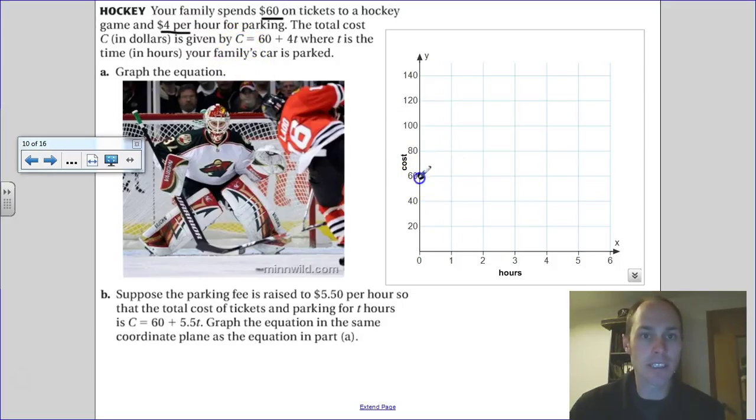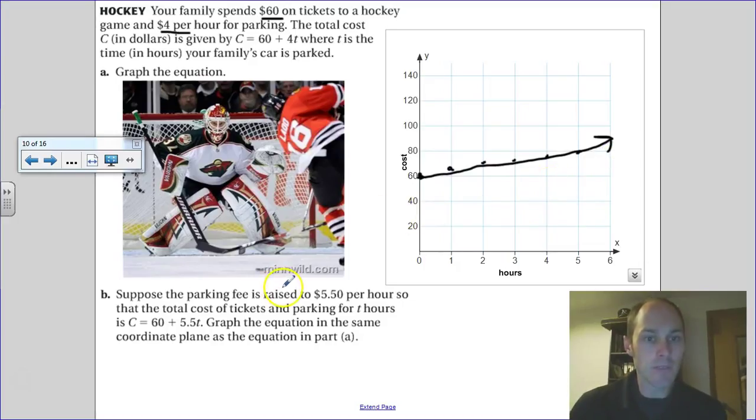So we're starting at $60 no matter what before we get there to buy the tickets, and then it's $4 every hour after that. So after 1 hour, we're up to $64. After 2 hours, we're up to $68. After 3, we're up to $72. 4, we're up to $76. 5, we're up to $80. So we can graph that.